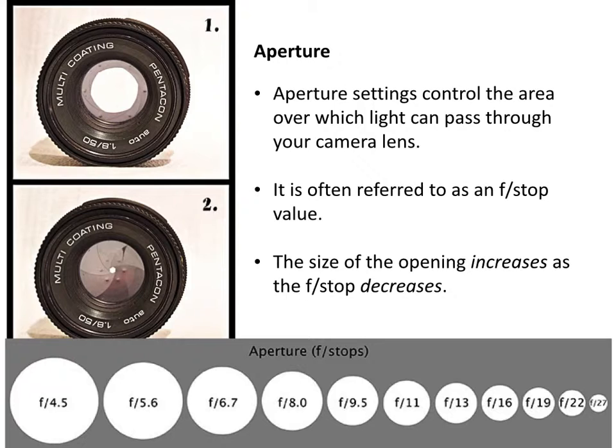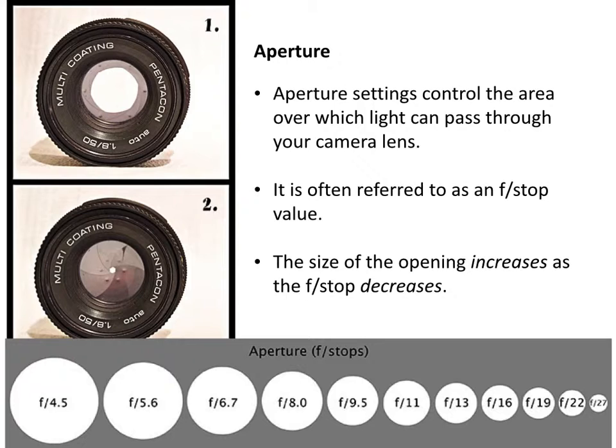Aperture is specified in terms of an f-stop value. Rather confusingly, the size of the opening increases as the f-stop value decreases. This is demonstrated by the diagram at the bottom of this slide. f4.5 is the largest opening, or the largest aperture, and f27 is the smallest aperture.